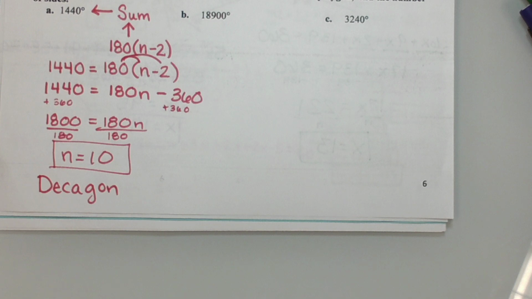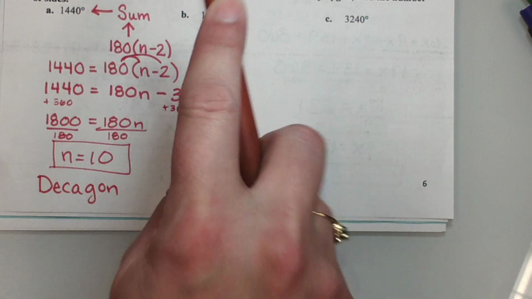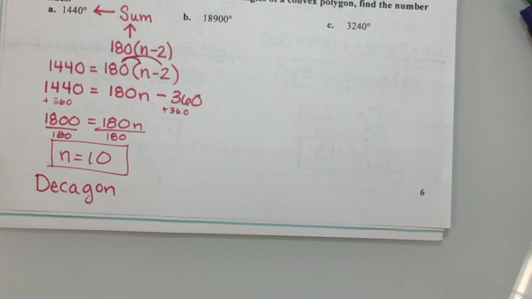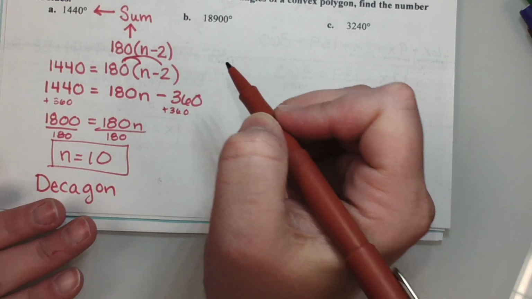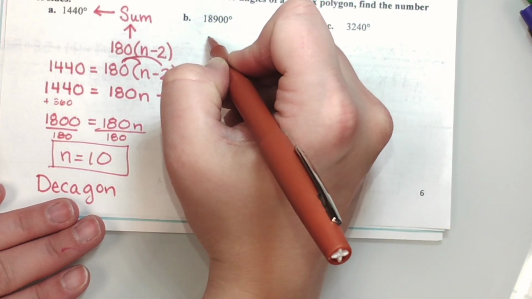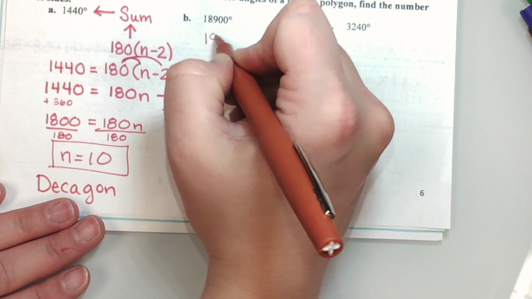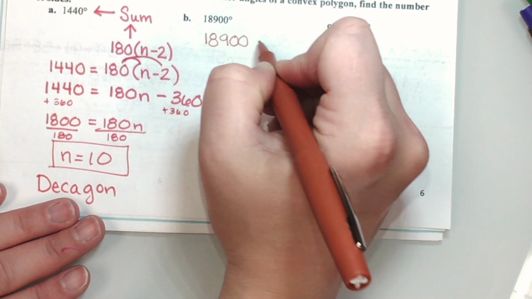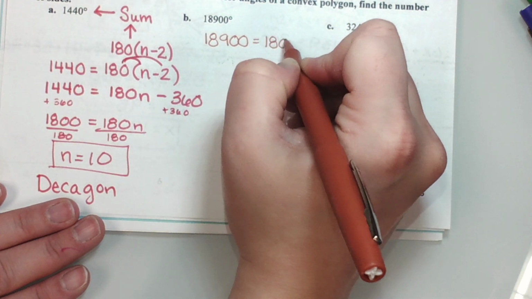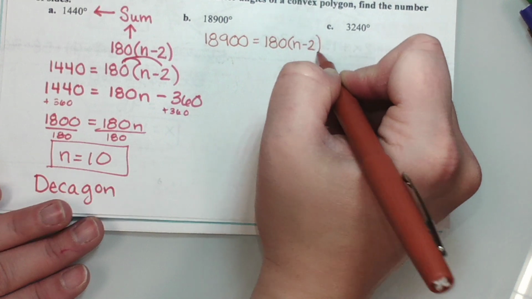Got two more. Piper, I'm giving a sum of 18,900. What would you tell me to do? Put 18,900 equals 180 parentheses n minus 2. Beautiful, love it.